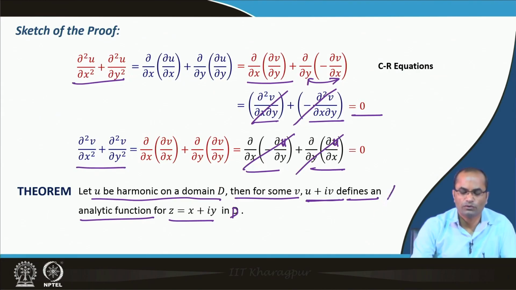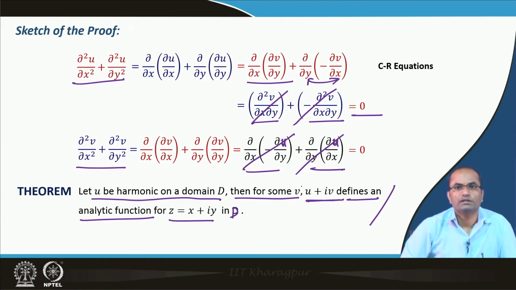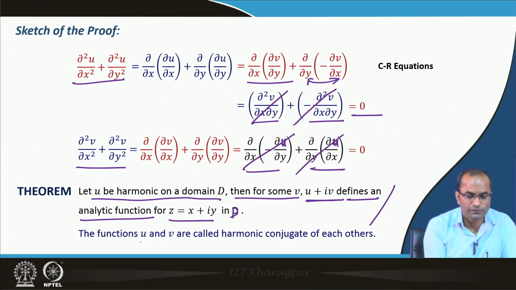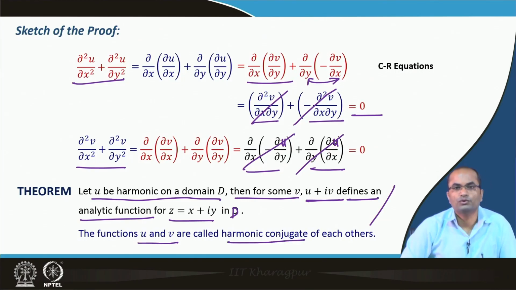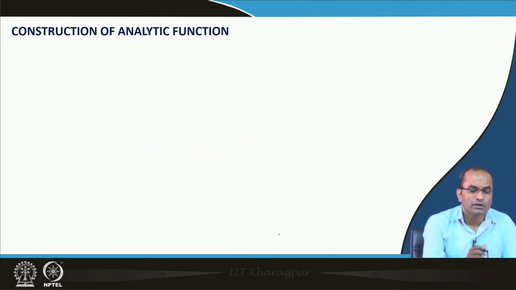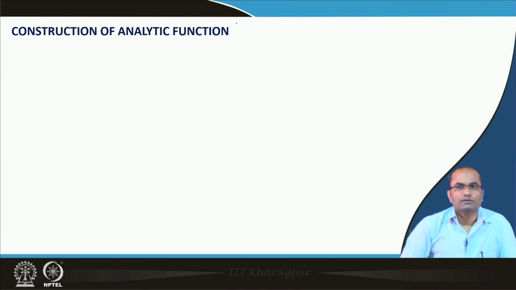Here we will not go for the formal proof of this theorem, but with the help of examples we will learn how to find v if u is given, or if v is given, how to find u. Again, in finding u or v, the Cauchy-Riemann equations play an important role, and these functions u and v are called harmonic conjugates of each other. So, in this section we will be talking about the construction of analytic functions. For given u we will find its v, and given v we will find u.